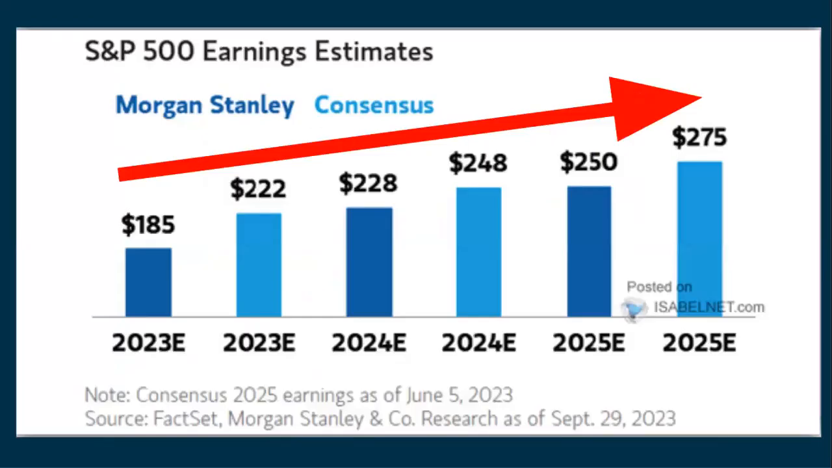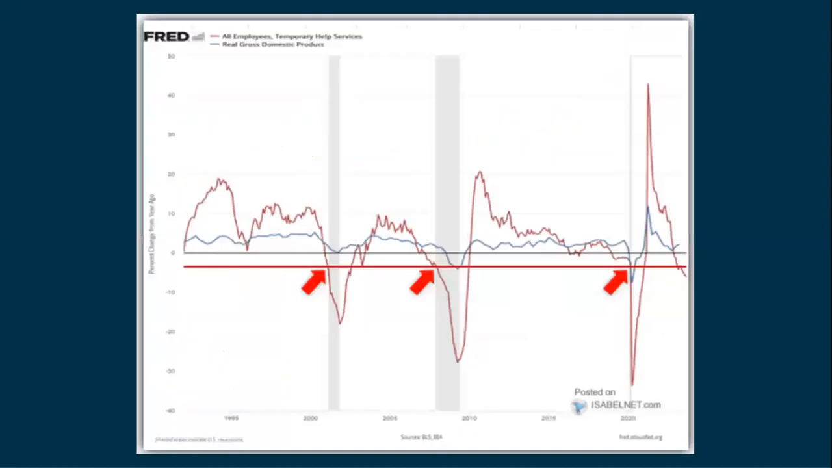One of the reasons that we can use to justify for stock prices to go higher is if you look from the left all the way over to the right, you see an increase in the earnings per share going forward, and that's justifying higher stock prices.